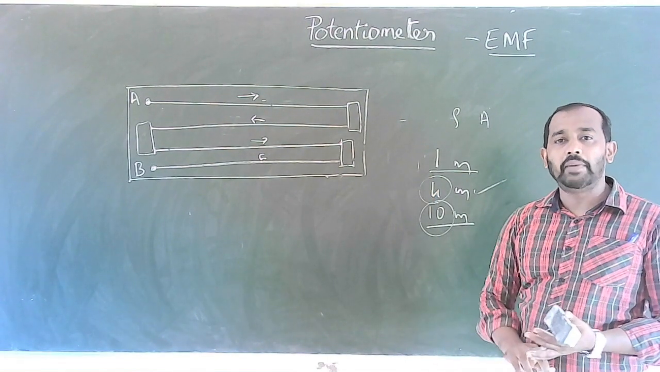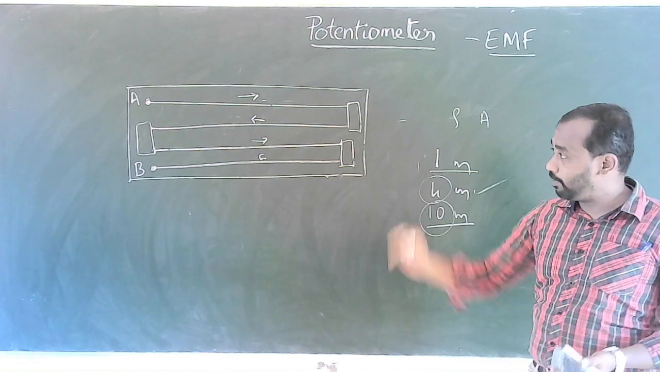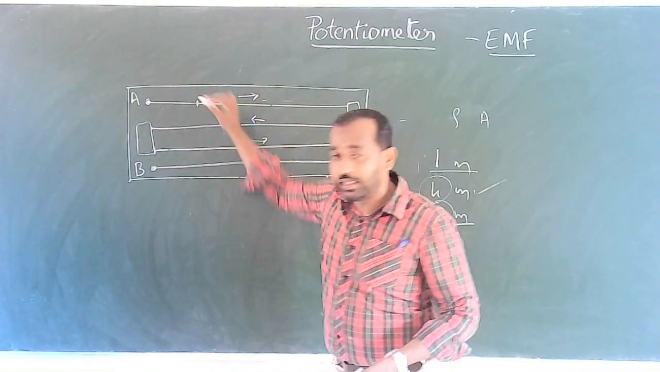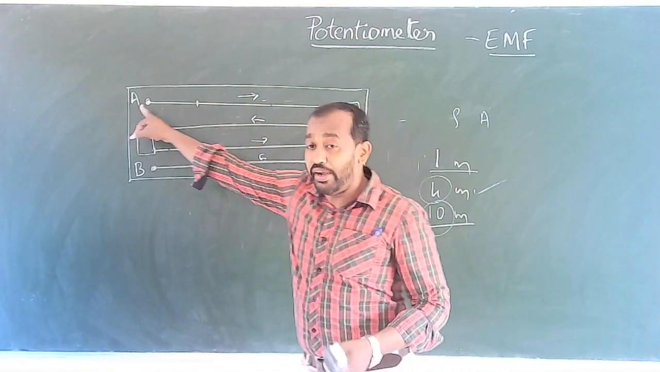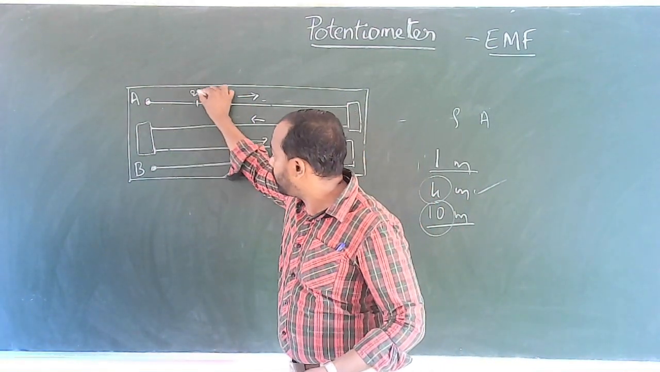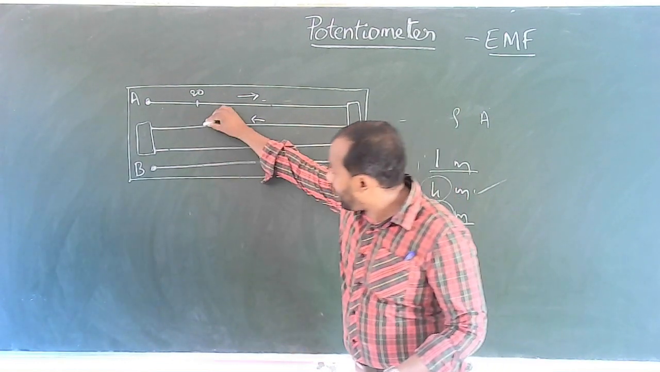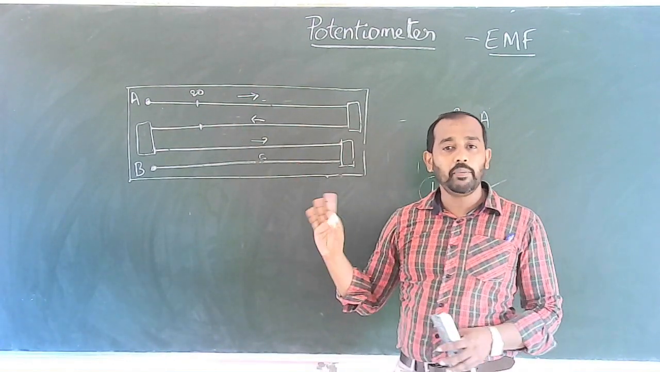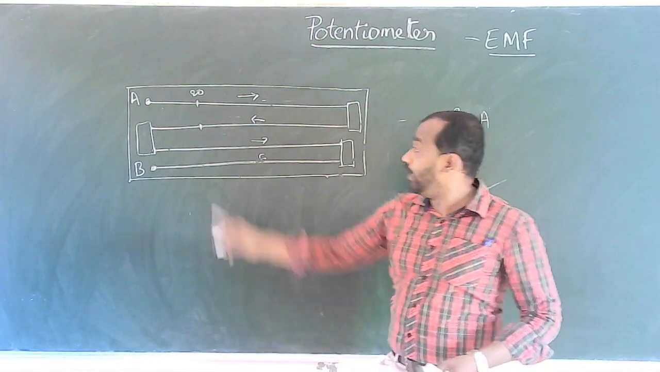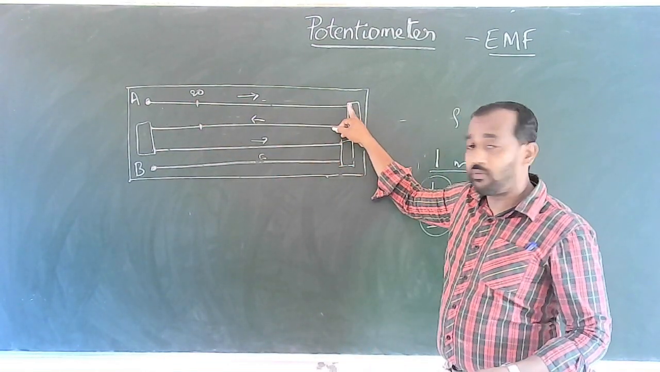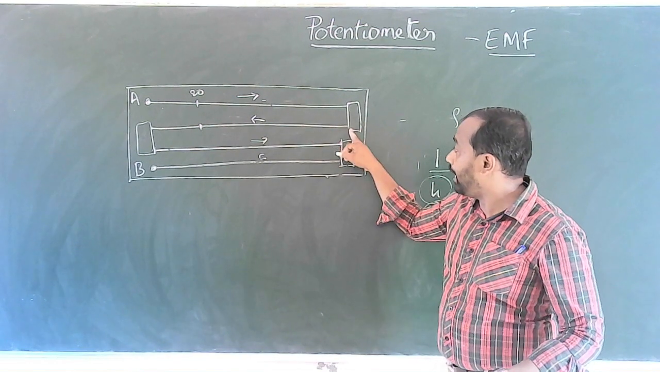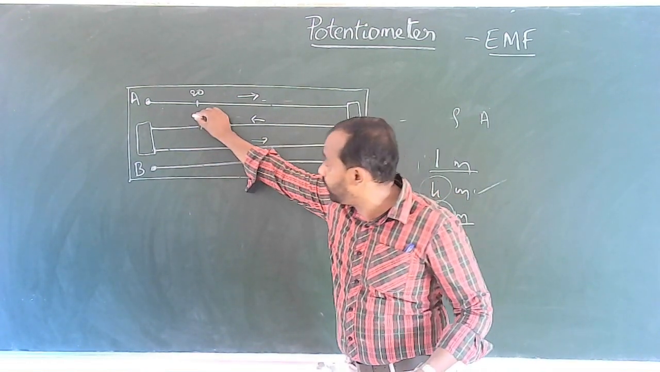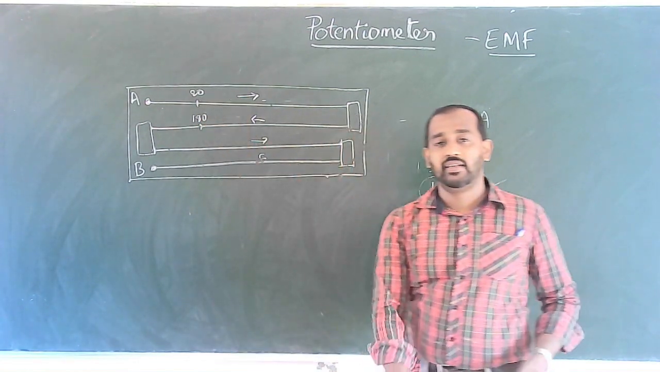To find out the balancing length in the experiment, assume the reading will be somewhere here, at 20 centimeter from the starting point. On the next wire, how much will it be? It will not be equal to 120 centimeter. It will be equal to 1 meter from A, then from here to here it will be 80 centimeter. It will be equal to 180 centimeter.